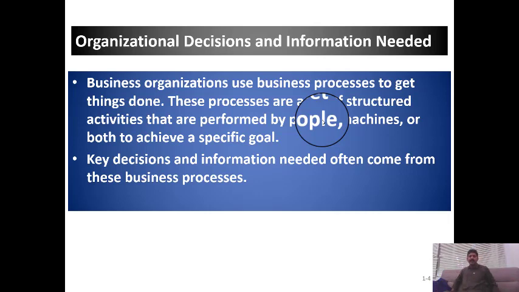So the next is organization, decision, and information needed. I told you that business is a set of processes taking place inside the business. And what do we mean by processes? By processes, we mean the structured activities which should be performed by the managers or employees of the organization, or there are some devices, some machines which perform these functions. Nowadays technology and machines are introduced to perform various functions.